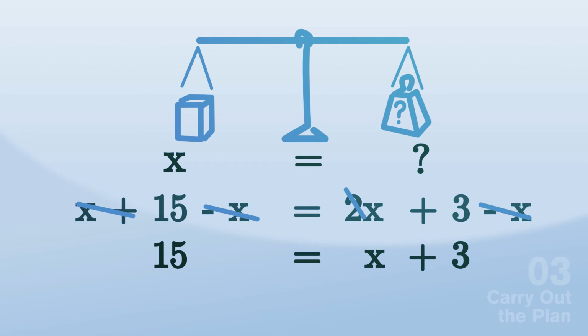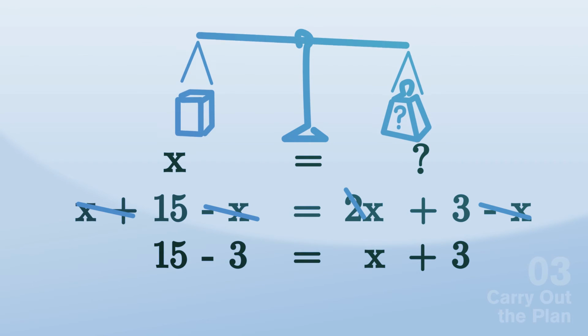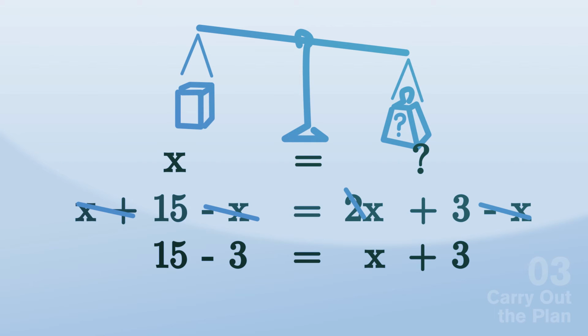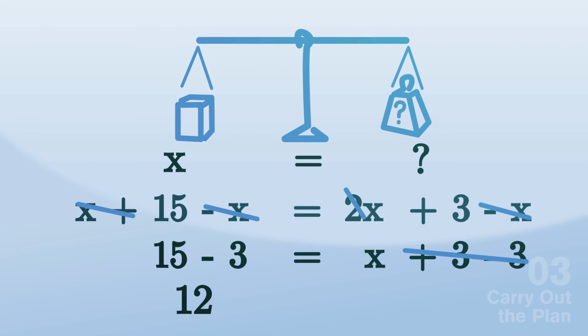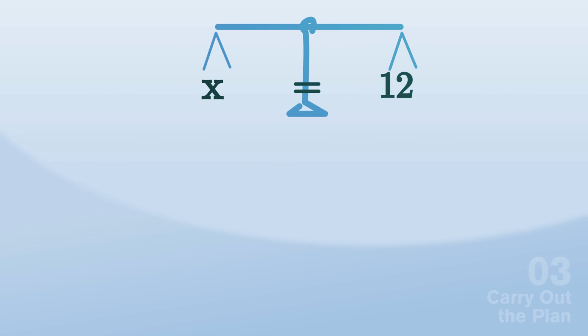We're getting there, but now we've got that annoying 3 sitting on one side. Alright, so let's subtract 3 from both sides. 15 - 3 = x + 3 - 3. 12 = x. Okay, perfect. x = 12.